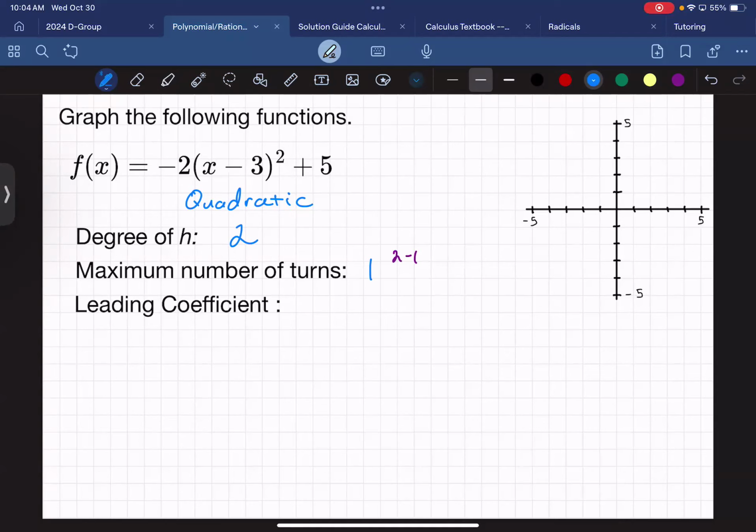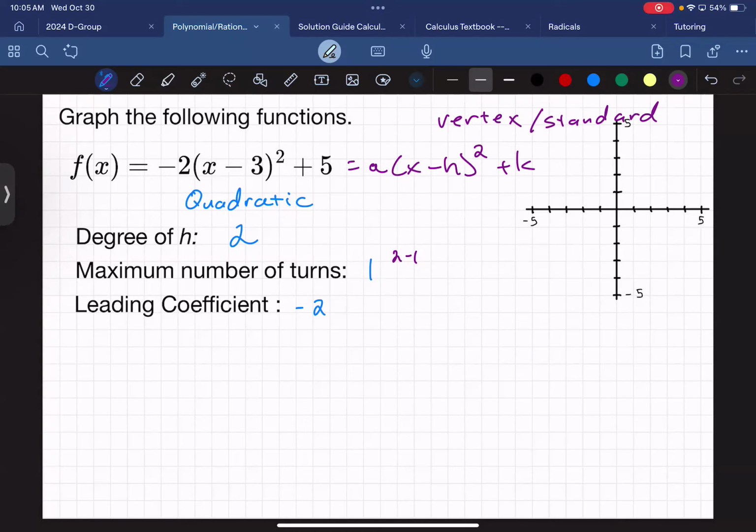The leading coefficient then is what? All right, and we know it's -2 because this is in that form that we discussed, where it's a times (x minus h) squared plus k, what we call the vertex or standard form. Any concerns with that?